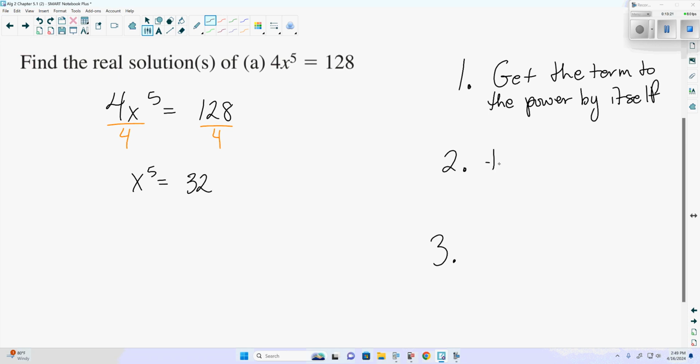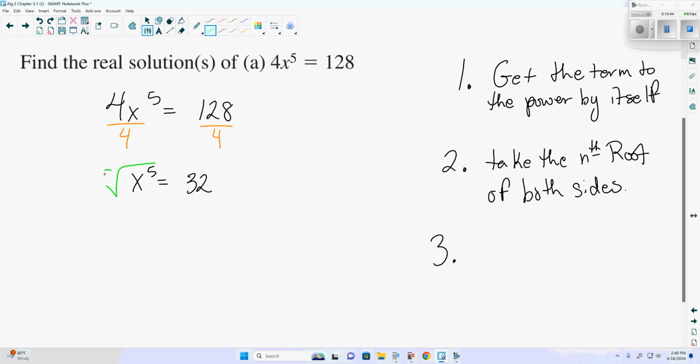Second step, take the nth root of both sides. So in this case, what would our nth root be? 5. We're taking the 5th root. And we take the 5th root because the 5th root of x to the 5th is x. 5th root of 32 is 2.